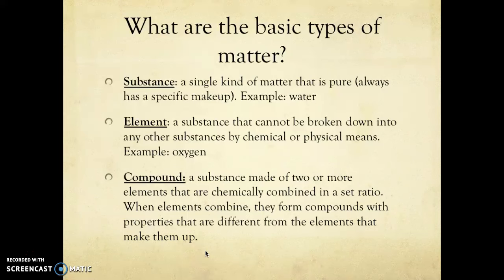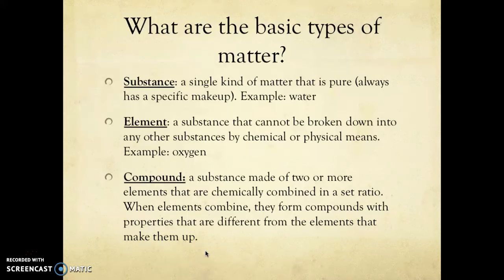A compound, and water is another example of this. A compound is a substance that is made up of 2 or more elements that are chemically combined in a set ratio. So what that means is the atoms are always in a particular amount. So with water, H2O, water is always 2 hydrogen atoms to 1 oxygen atom. So it's always in that ratio.